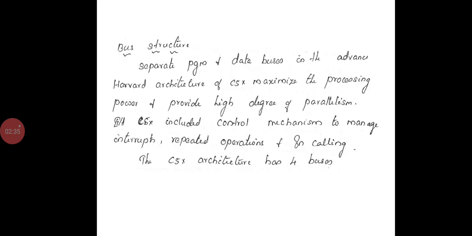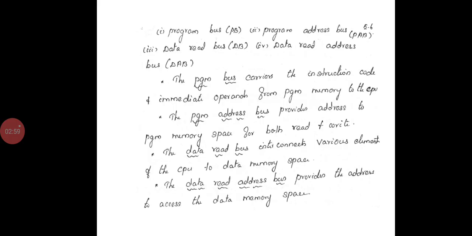While we are seeing the bus structures, it separates the program and data buses. The advanced hardware architecture of C5X maximizes the processing power and provides a high degree of parallelism. It also includes the control mechanism to manage the interrupt, repeated operations, and function calling. The C5X architecture has 4 buses, that is the program bus, program address bus, data read bus, and data read address bus. The program bus carries the instruction code and immediate operands from program memory to the CPU.